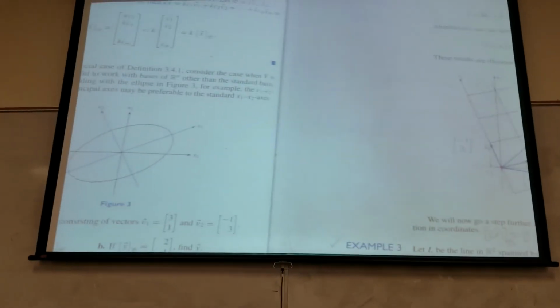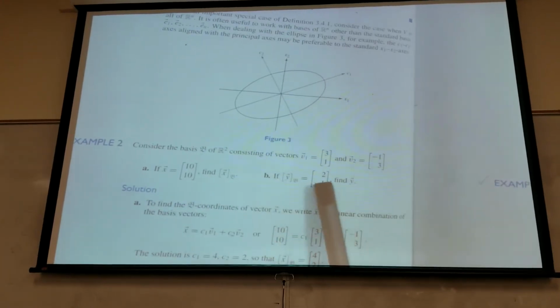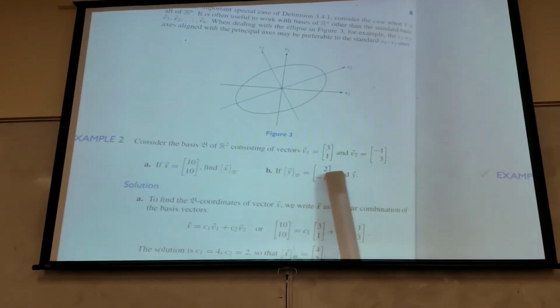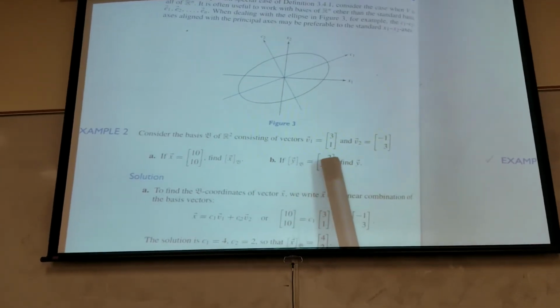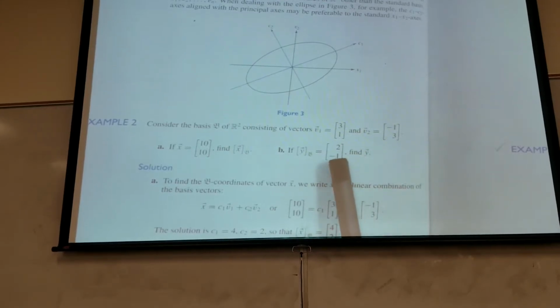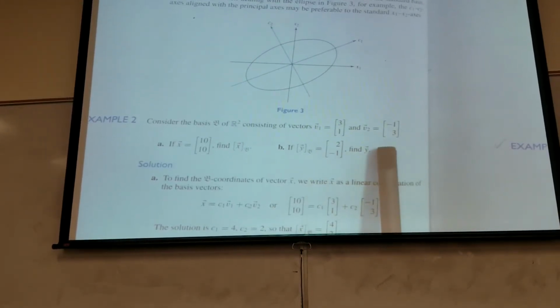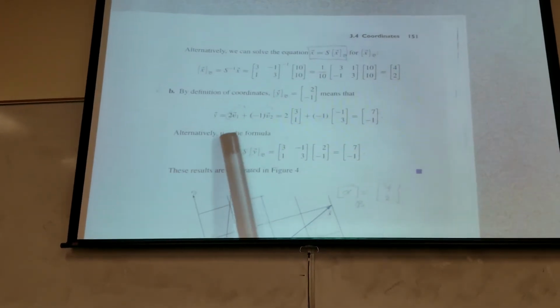In part B here, sorry. So they give you this 2 and minus 1 coordinate vector. That means 2 times V1, right? And then plus minus 1 times V2. That would be your original vector x. So that's what you can do.